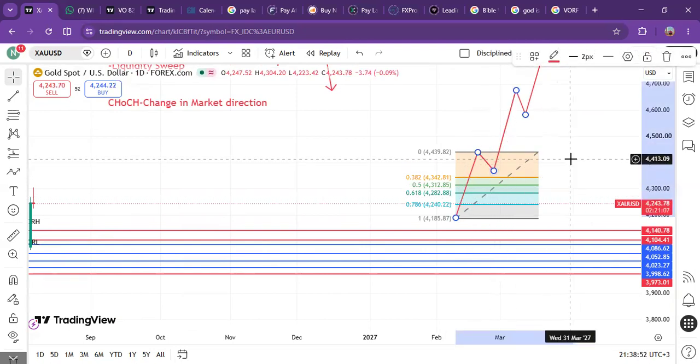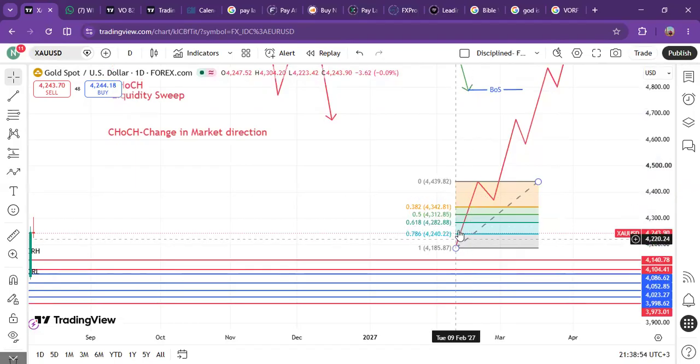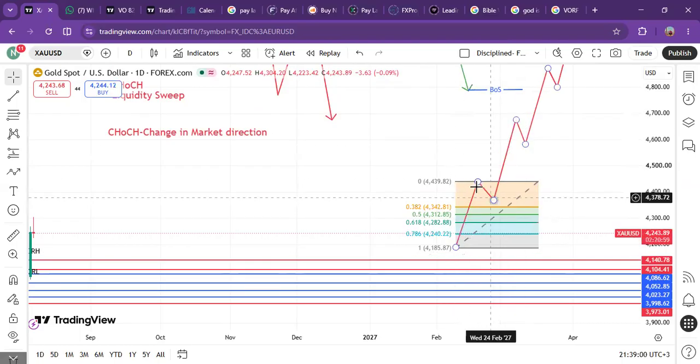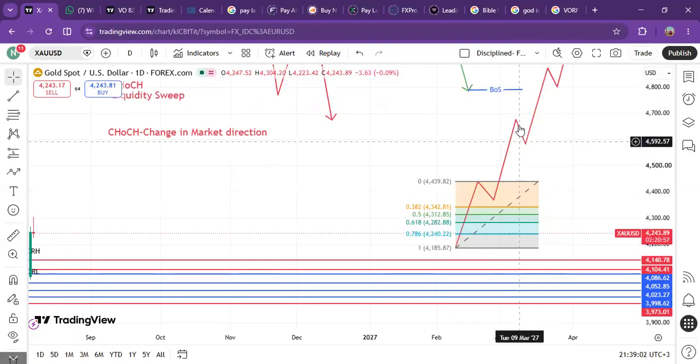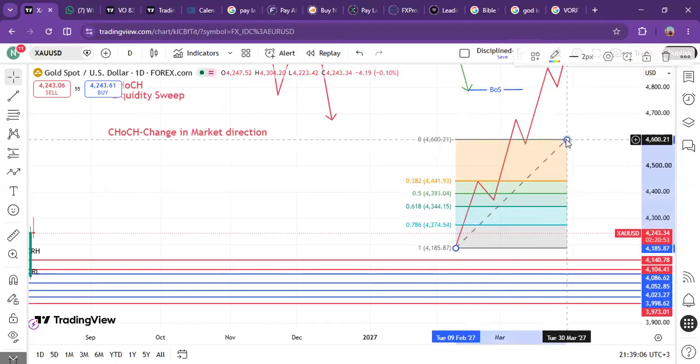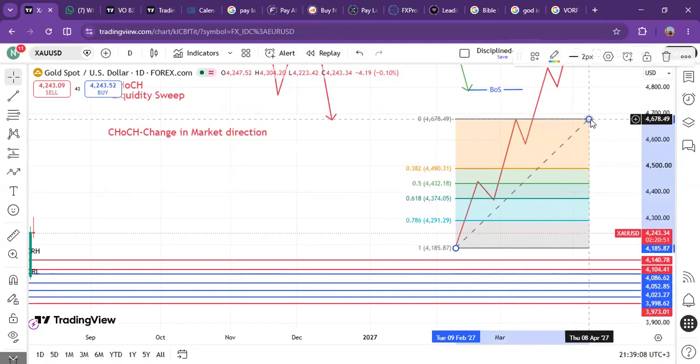But if the market comes somewhere inside there, this is not a valid break of structure. This is just a single trend. You don't have a pullback. So you wait for the next pullback to happen. Then you take your Fibonacci all the way to the top.